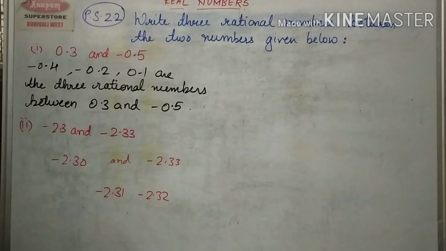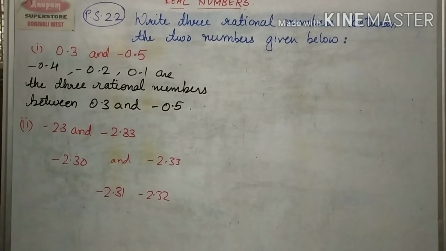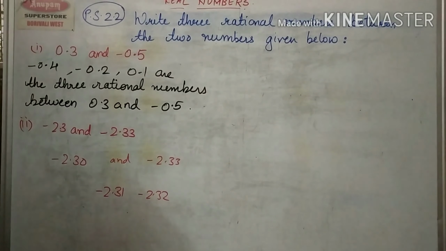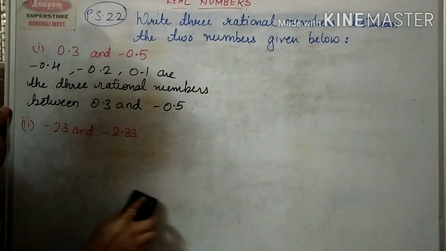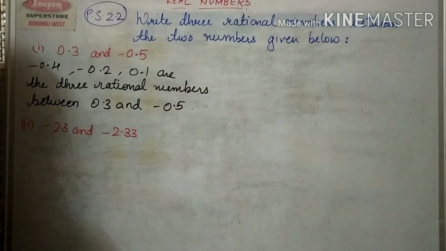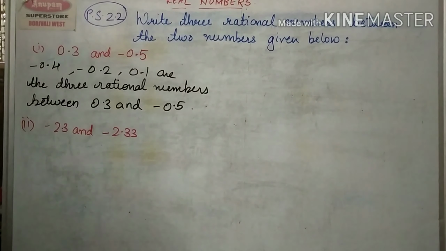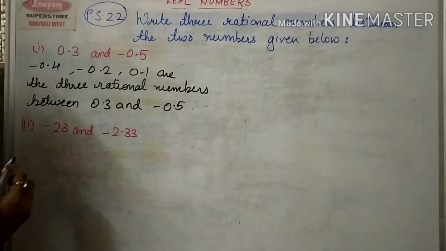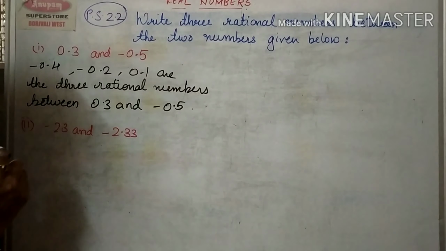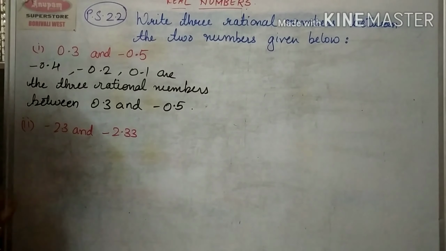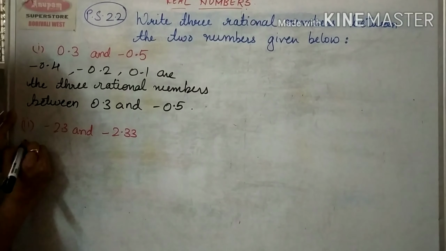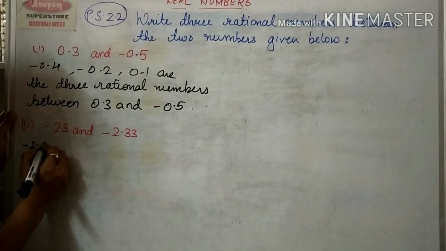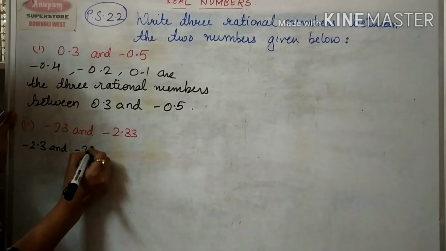30, 31, 32 and 33. But we have been asked to find out three rational numbers. So we cannot do this by the above method, and hence we'll use another method to do this. And what is that method? First thing that we do is we add these two numbers and then we divide it by 2. So how am I going to do that? I'll find out a number which is exactly in between these two. Exactly a number which lies between these two numbers. Okay, so for doing that, I'll take these two numbers, minus 2.3 and minus 2.33.